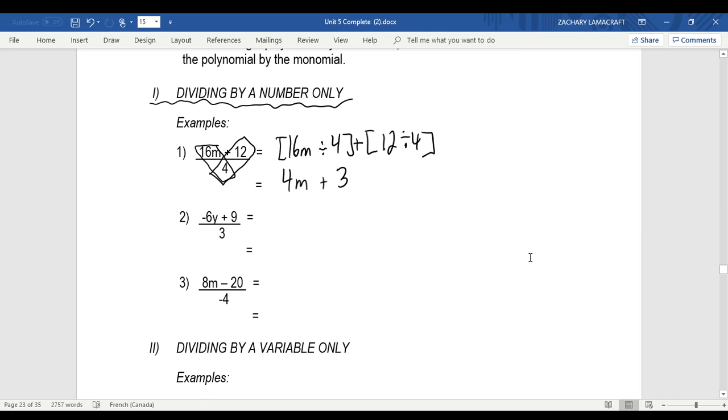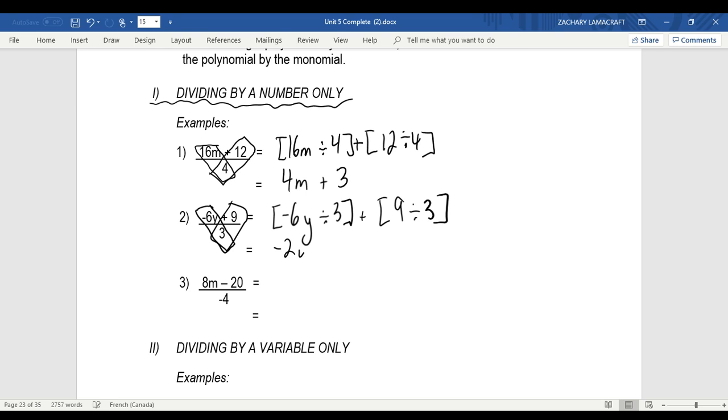If I look at my next example, remember I've got to divide negative 6y by 3 and then 9 by 3. So in my first bracket, I'd have negative 6y divided by 3 plus 9 divided by 3. Negative 6 divided by 3 would be negative 2, and then we have that y plus 3.